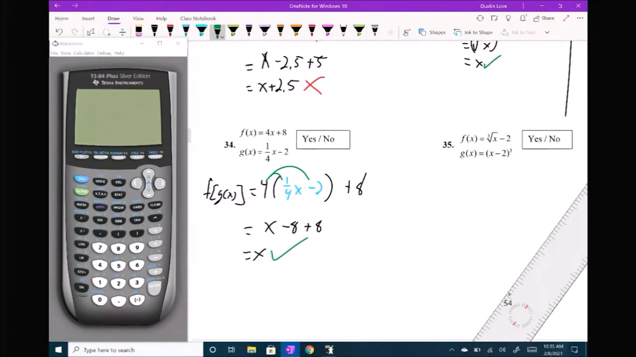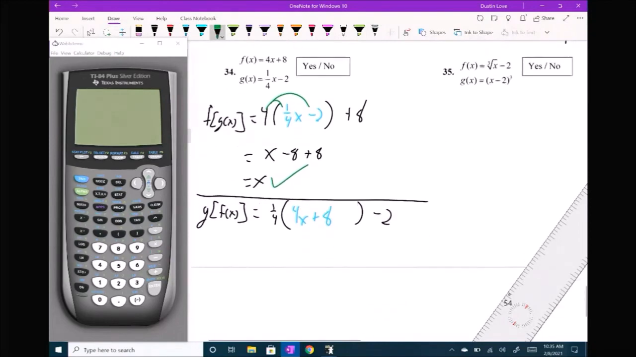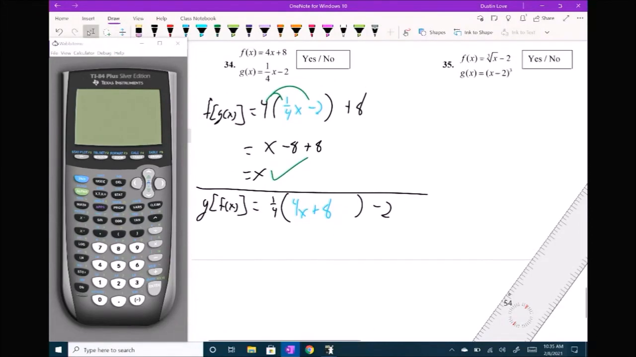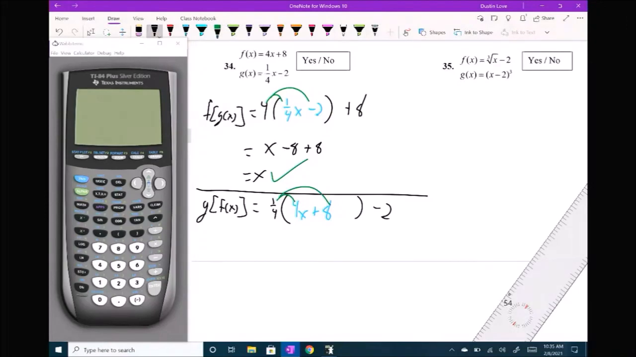Now let's do g of f of x. So start off with g, 1/4 times x minus 2. Inside of the parentheses, I'm placing a 4x plus 8. Let's distribute the 1/4. 1/4 times 4x is x. 1/4 times 8 is 2. And then those 2's will collapse, and now I've got an x. So they both equal x, so the answer is yes.